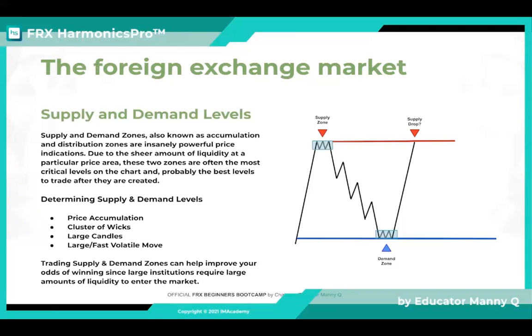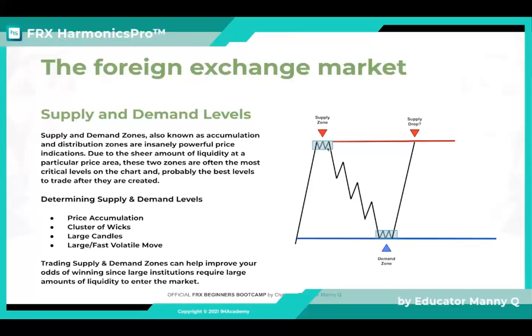All right. So we're going to go into looking at supply and demand levels. Now, let me read this off the chart. Trading supply and demand levels can help improve your odds of winning, since large institutions require large amount of liquidity to enter in the market. So you get to use this to your advantage. I'm going to say this again. Trading supply and demand can help improve your odds of winning, since large institutions, banks, hedge funds, corporations require large amounts of liquidity to enter in the market.